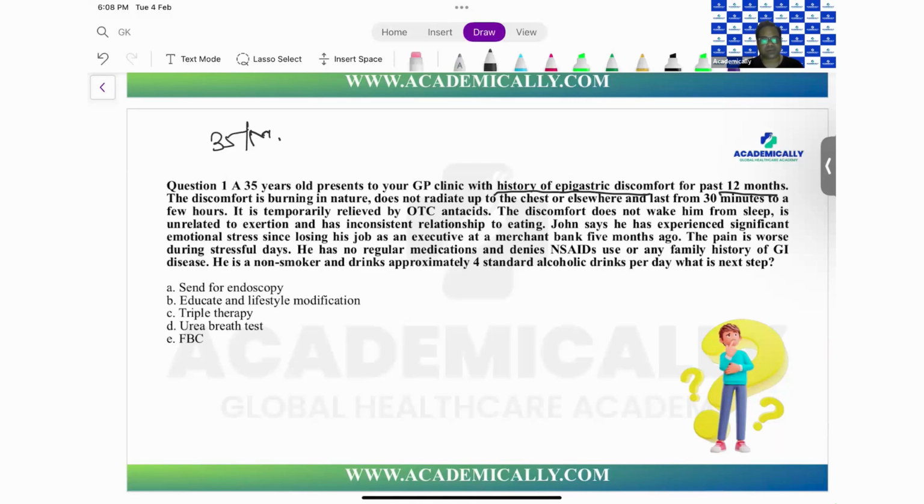John says he has experienced significant emotional stress since losing his job as an executive at a merchant bank 5 months ago. Pain is worse during stressful days. He has no regular medication, denies NSAIDs or family history of GI disease. He's a non-smoker, drinks approximately 4 alcoholic drinks per day.